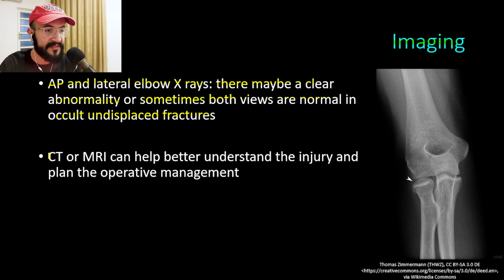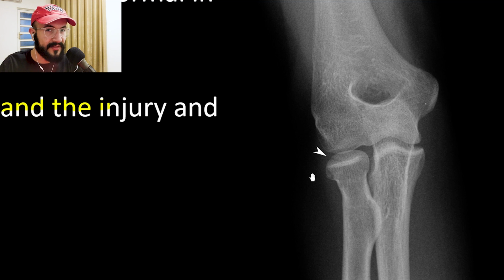Sometimes we order CT or MRI, which can help better understand the injury and plan the operative management. And on this x-ray that you can see right here, an AP elbow x-ray, it shows a radial head fracture. It's an intra-articular, minimally displaced radial head fracture.